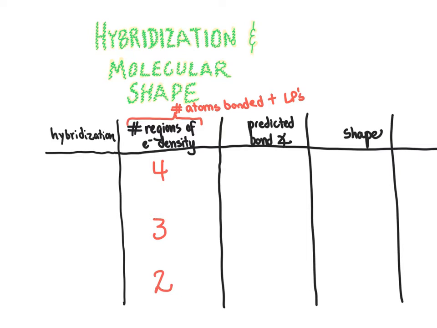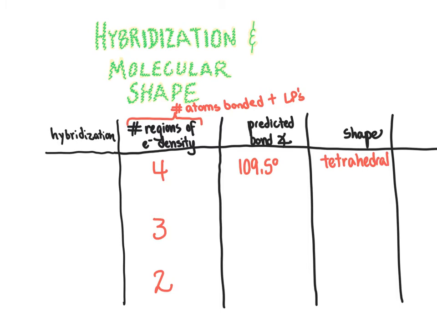So if we have 4 regions of electron density, and those electron density regions are spaced as far apart as possible, that's going to result in a 109.5-degree ideal bond angle. And if we have 109.5 degrees separating all of the individual bonds, the shape of the molecule relative to that atom that we're focusing on is going to be a tetrahedral shape.